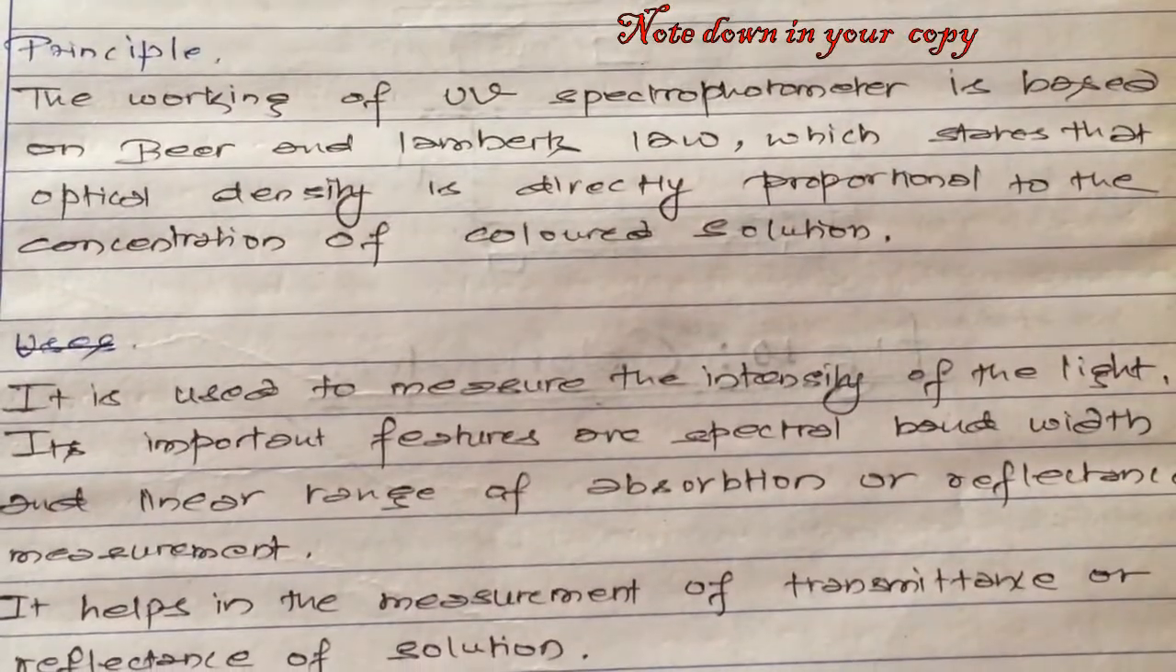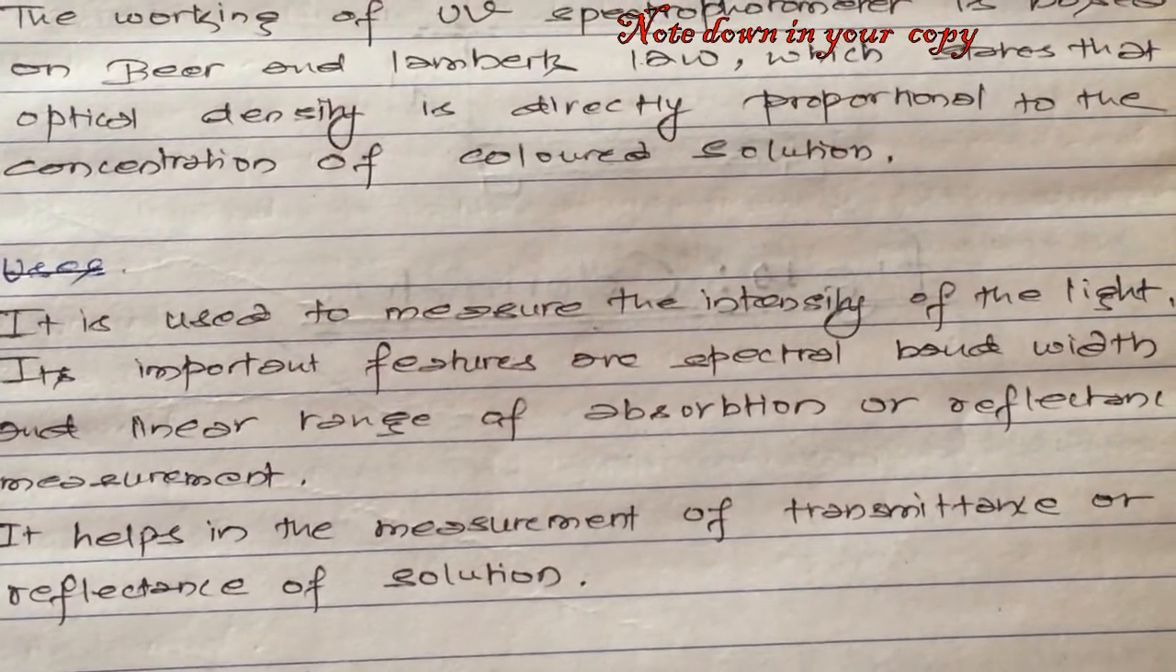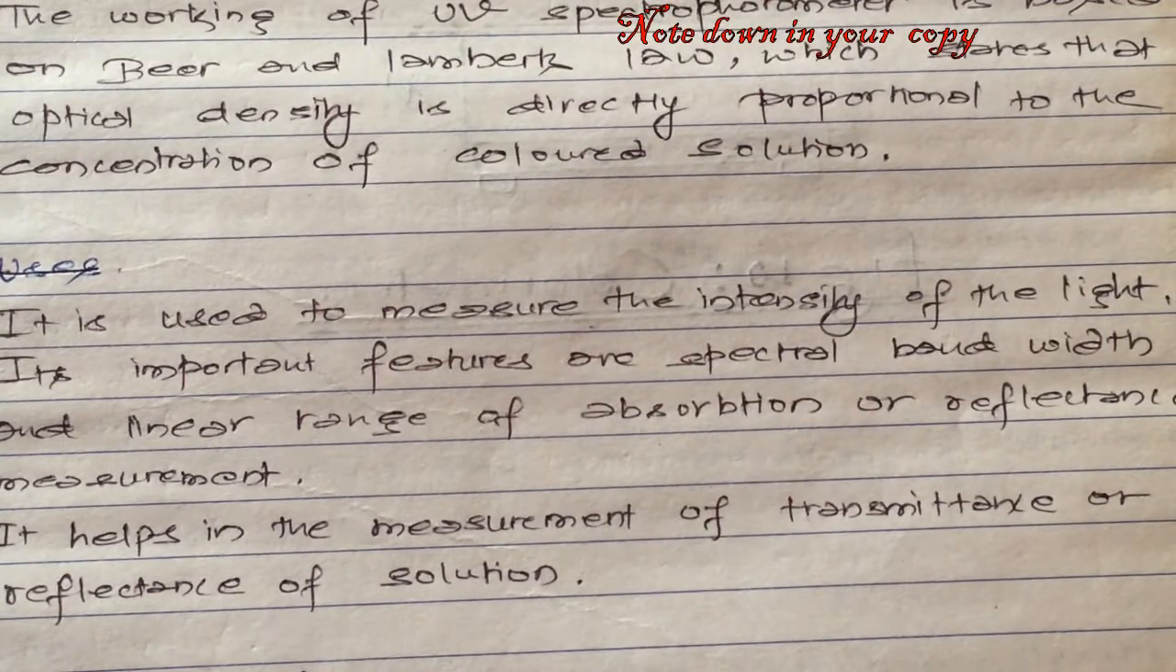Now let's focus on the uses. Talking about the uses, it is used to measure the intensity of light. Its important features are spectral bandwidth and linear range of absorbance or reflectance measurement. Talking about further uses, it helps in the measurement of transmittance or reflectance of a solution.